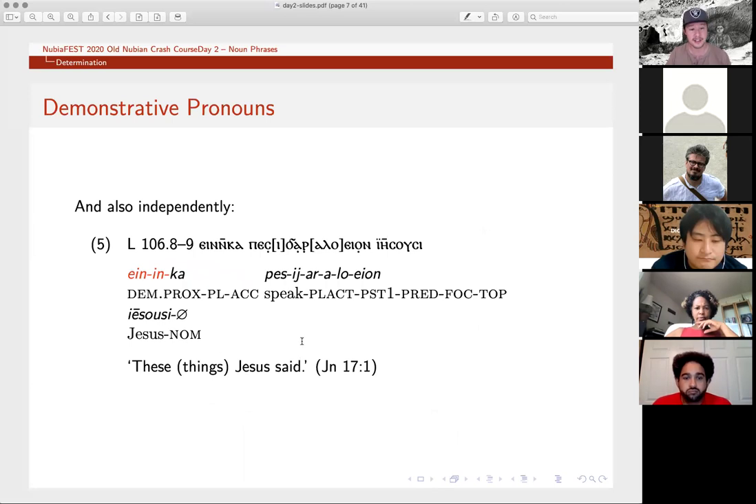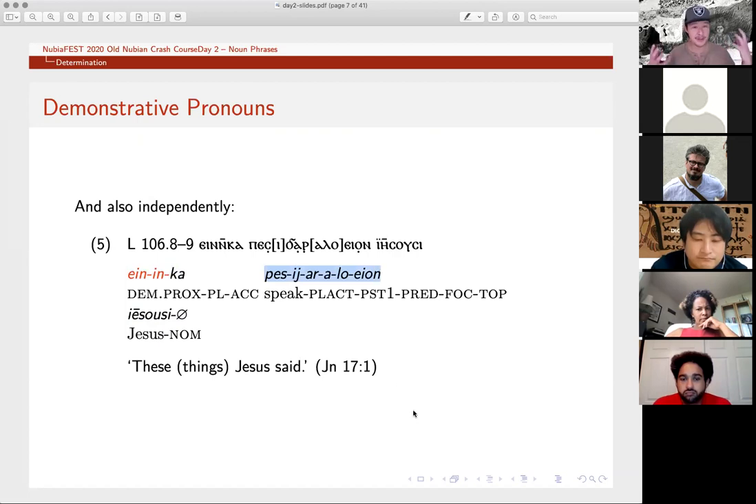So these things Jesus said. So these things, here the demonstrative on its own forms its own noun phrase, and therefore it is marked with both the plural marker and the accusative, right? So these things, that's usually what we would say in English, but the word thing is not expressed in Old Nubian, right? We only have the subject here, the object, and then we have the verb.